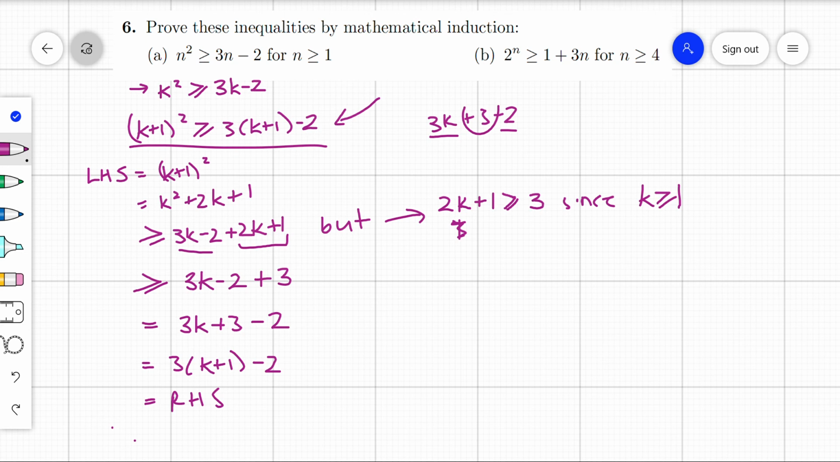And so P(k) implies P(k plus 1), and therefore it's true for all n greater than or equal to 1.